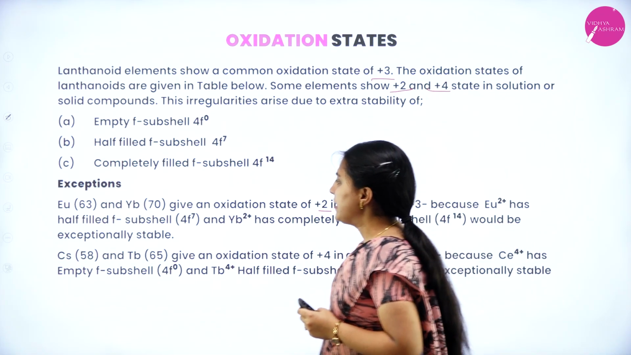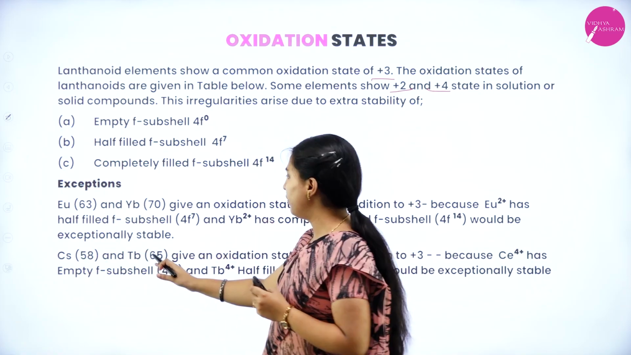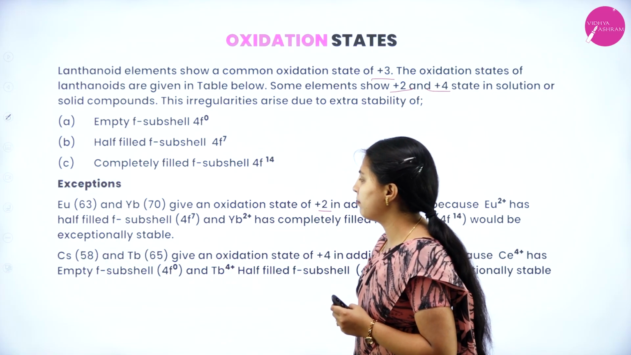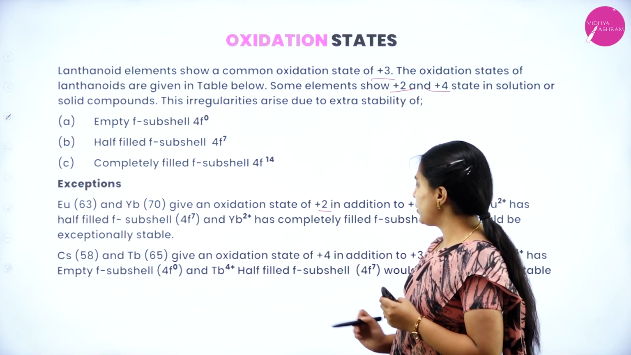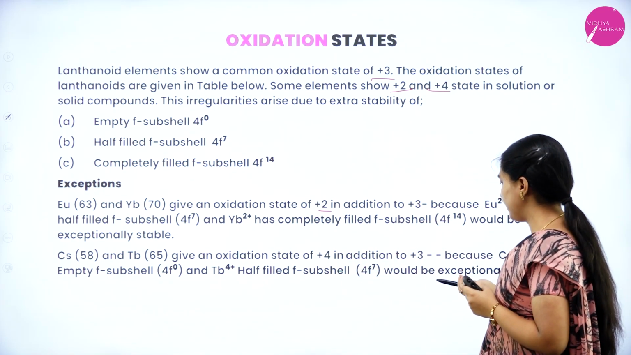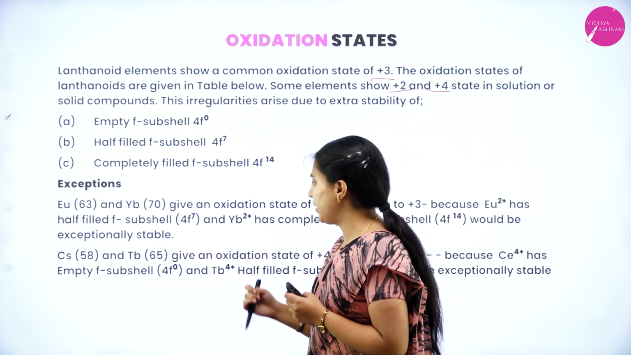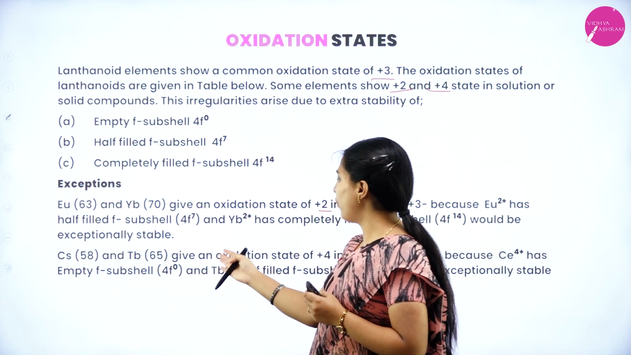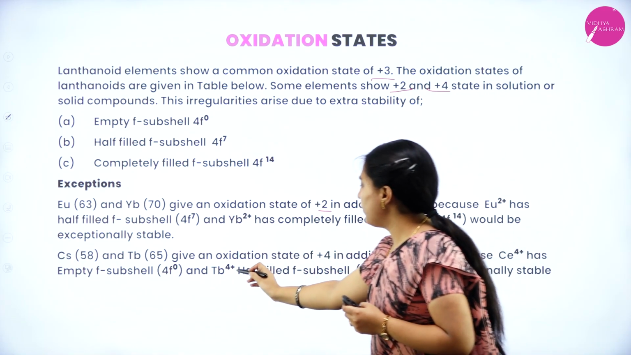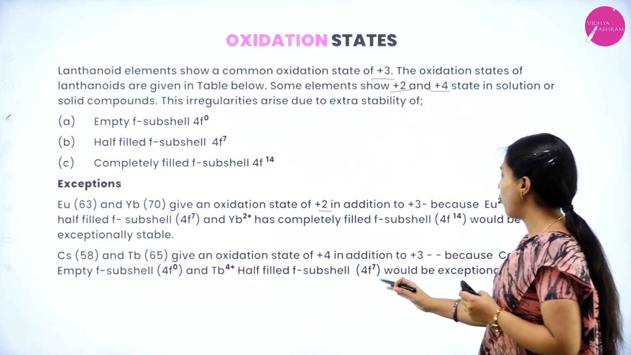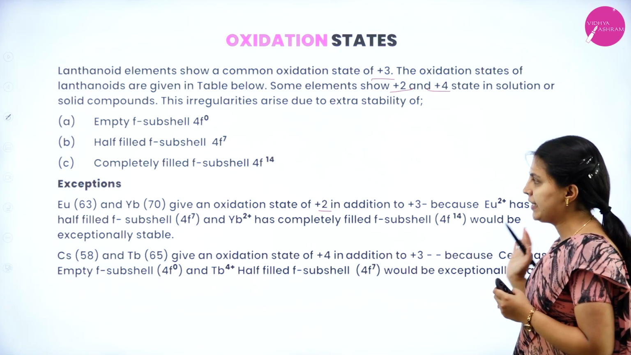Next, cerium, atomic number 58, and terbium, atomic number 65, give an oxidation state of +4 in addition to +3, because cerium +4 has the empty f subshell, 4f0, and terbium +4 has a half-filled subshell, 4f7, which are exceptionally stable.